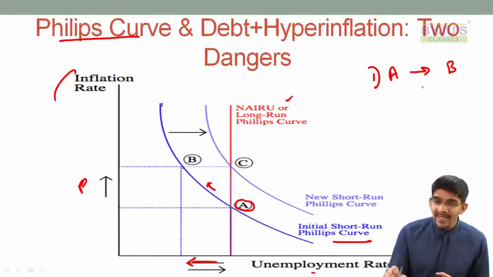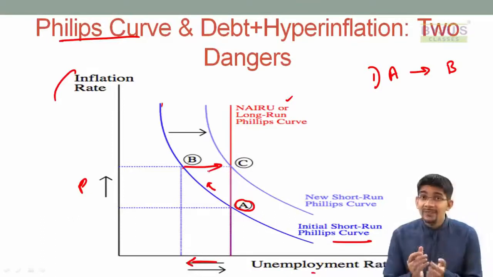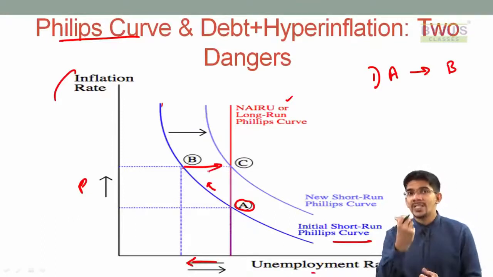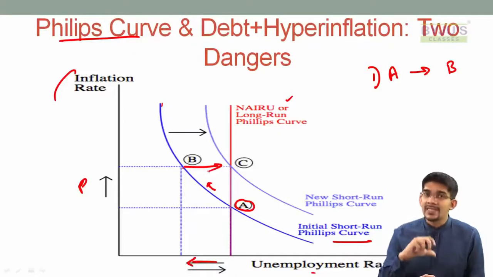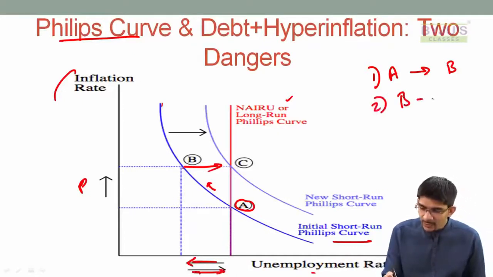So soon they will start agitating for higher wages and we'll move from B to C. When the wages increase, the companies can't employ as many people, so unemployment starts increasing again. So we start moving back. And then in the second step, we move from B to C.